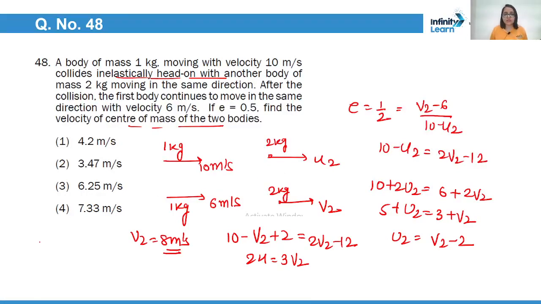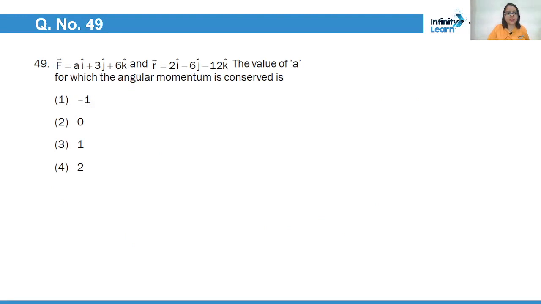So velocity of center of mass will be m1v1 plus m2v2 divided by m1 plus m2. So m1 is 1, 6 plus m2 is 2 into v2 is 8 divided by m1 plus m2, that is 3. So it will be 6 plus 16, that is 22 divided by 3, and that is equal to 7.33 meter per second.